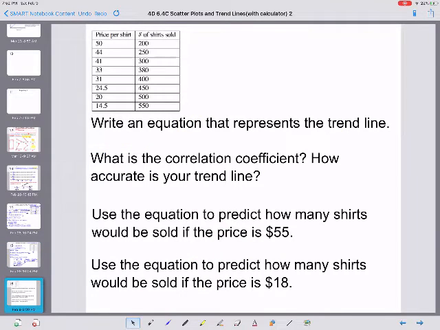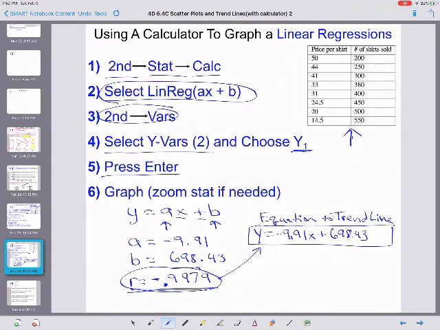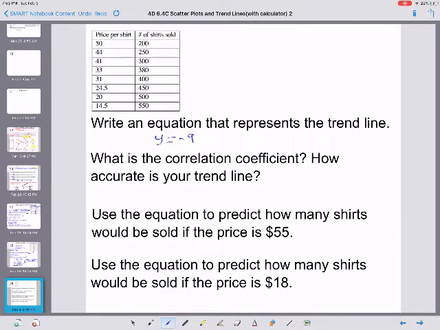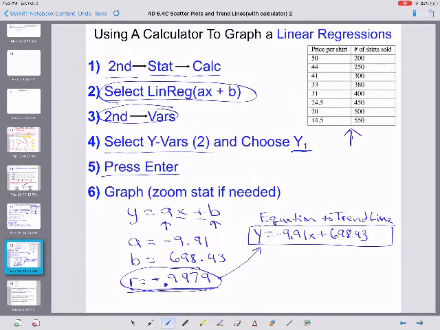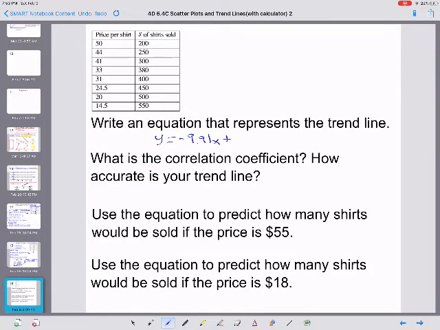So we've got y equals negative 9.91x plus 698.43. That is an equation that represents the trend line.